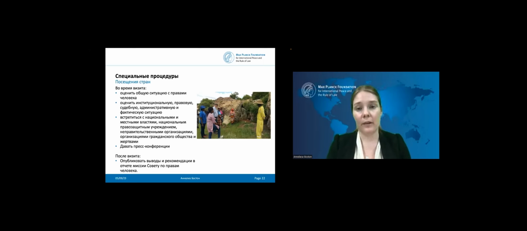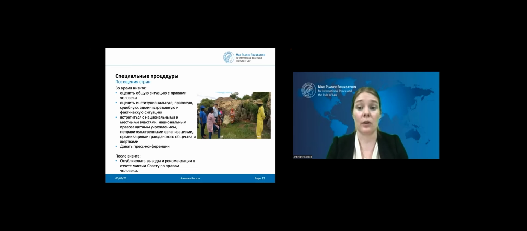Country visits usually vary in duration between 1 and 2 weeks. Following the visit, the special procedure will prepare a mission report. This contains details of their itinerary and of their meetings, but also contains an analysis of the situation and conclusions and recommendations. There are numerous ways civil society can support the visit of a special rapporteur.